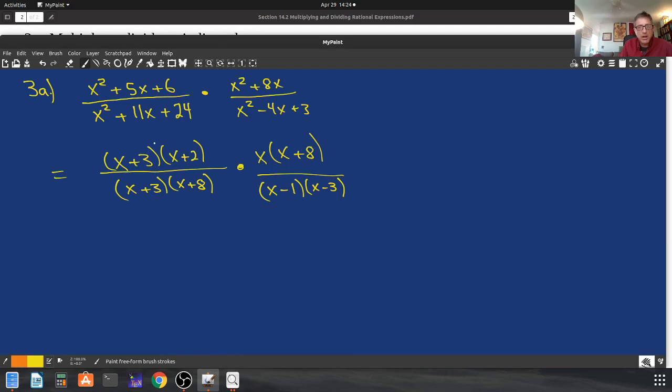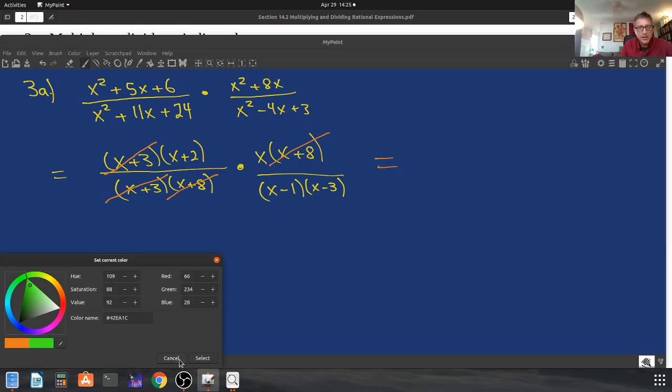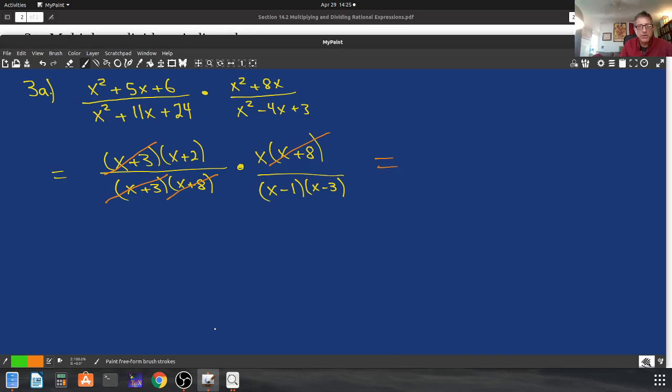Is there any x plus? Oh yeah, right underneath of it, there's an x plus 3. It's gone. Is there any x plus 2's down there? No. So x is down there, but there is an x plus 8, so that cancels. So what remains is our product. Remember, when you multiply two things, you get a product. So that's x times x plus 2. And down here, what remains is x minus 1, x minus 3.